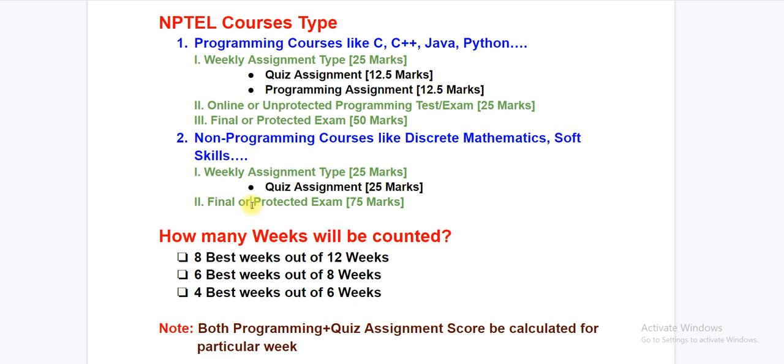Now coming to how NPTEL calculates the weekly assignment score. Before that, let me discuss how many weeks will be counted for the assignment score. NPTEL provides three types of courses based on weeks. The first is of 12 weeks, the second of 8 weeks, and the third of 6 weeks. For the 12-week course, NPTEL calculates the 8 best scores of the 12 weeks.